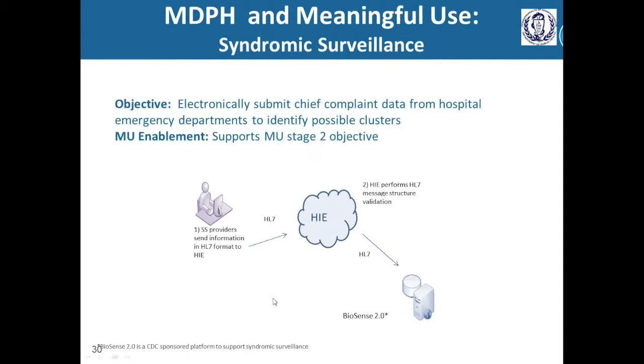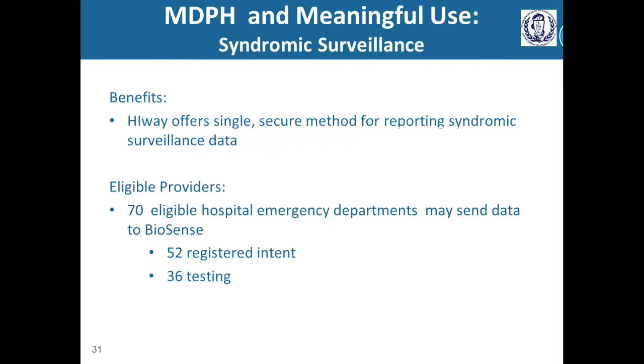We have not got any data providers in production as yet, so it's very difficult for me to make a judgment on how successful this is or how effective the data collection is. But I would say that if I'd spoken to you a week from today, we'd probably have had 3 or 4 hospitals in production, because it's moving very fast with syndromic surveillance, and I think we're really on the verge of beginning to get good data in. Again, the benefit of the HIway is that it offers a single method.